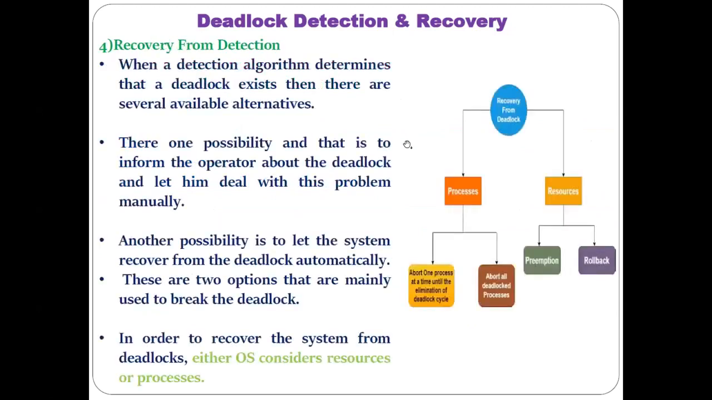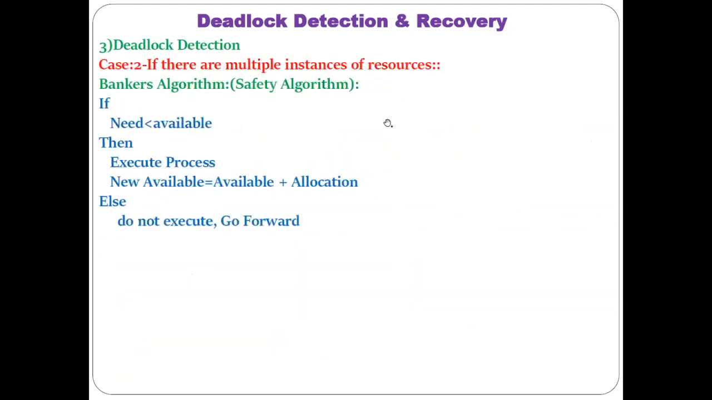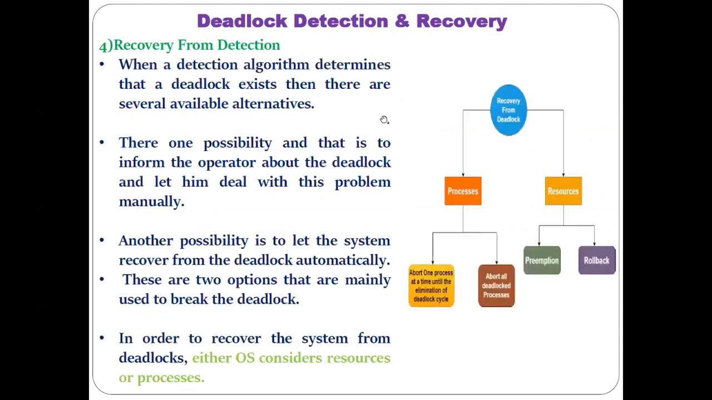Now, after the deadlock detection, what can be done? After the deadlock detection, the operating system has to go for the recovery from the deadlock. That is the second stage in the deadlock detection and recovery strategy. So after the deadlock gets detected, the next stage is the recovery from the deadlock.